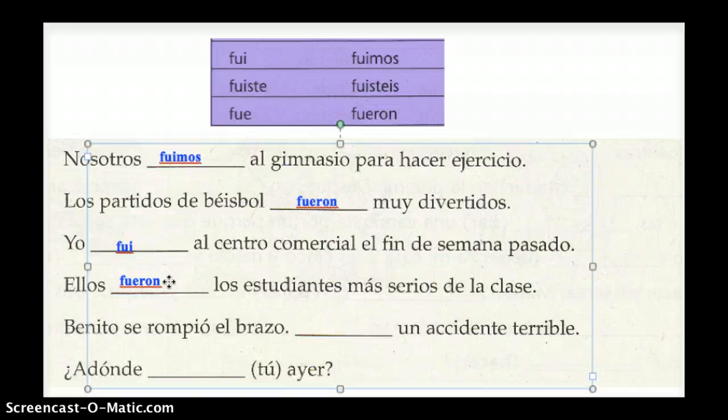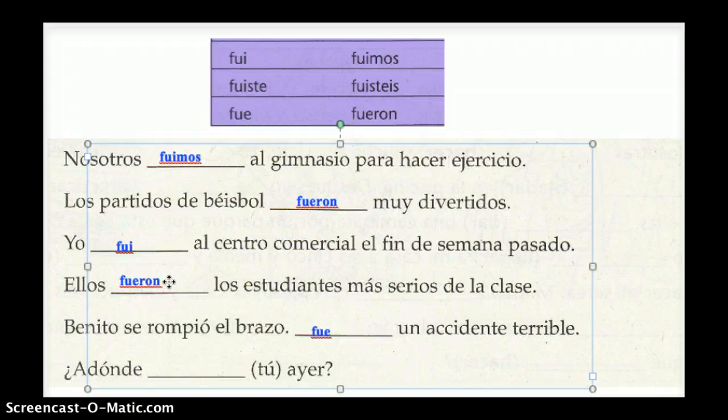Benito se rompió el brazo. Blank un accidente terrible. So you know what's going on here. Benito broke his arm, right? So if he broke his arm, then something about a terrible accident. What comes next? It was a terrible accident. What was a terrible accident? Him breaking his arm. Is that singular or plural? It's singular. Did I break his arm? No. I was not a terrible accident, and he was not a terrible accident, you are not a terrible accident. So it's fue un accidente terrible. Hopefully that just made sense.